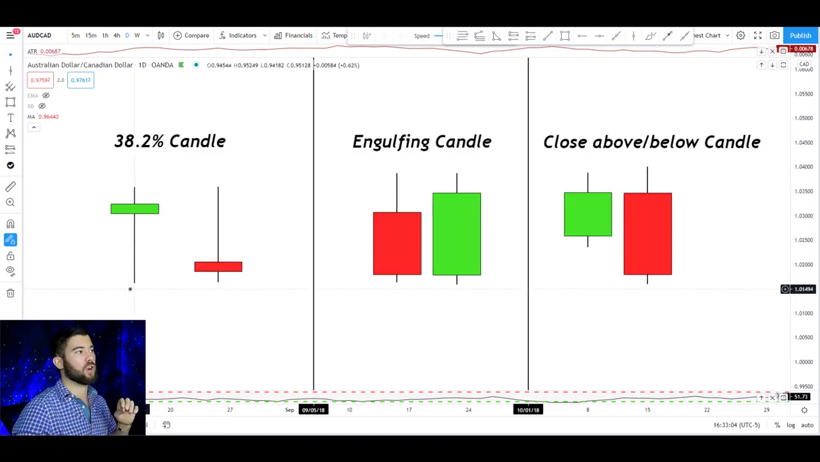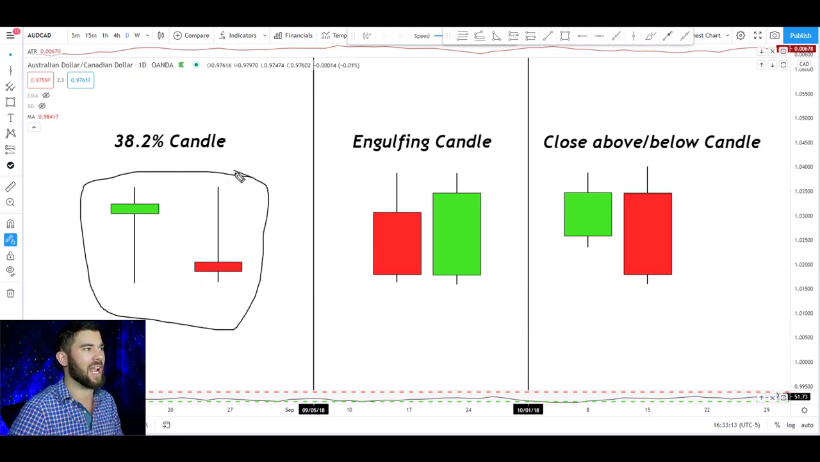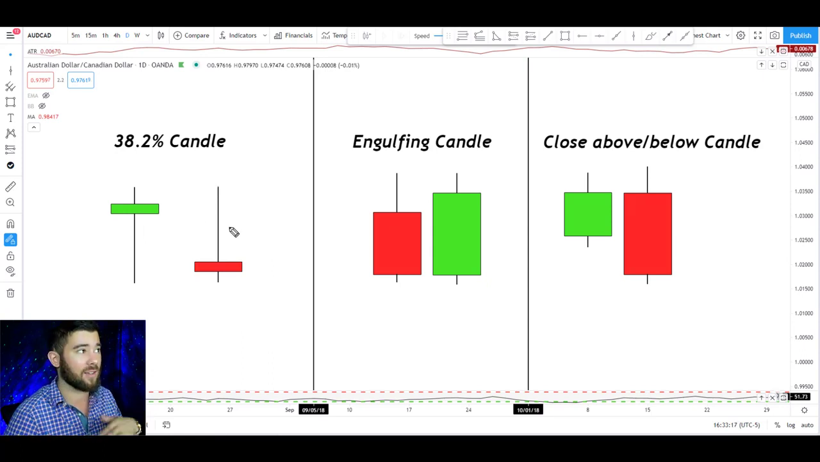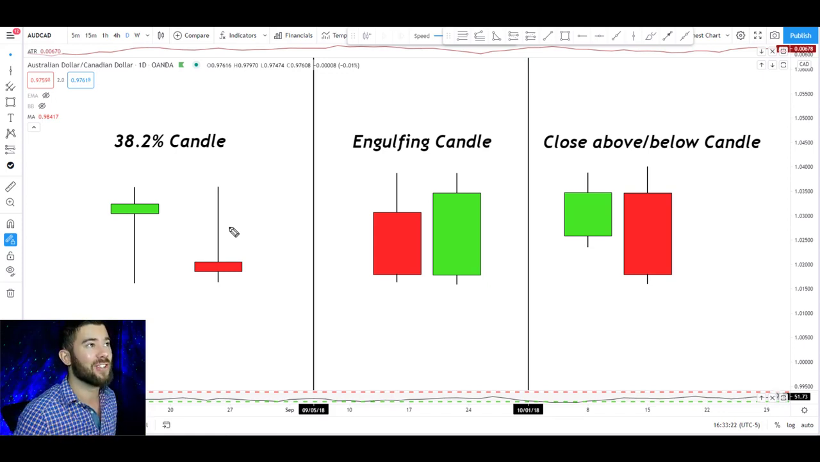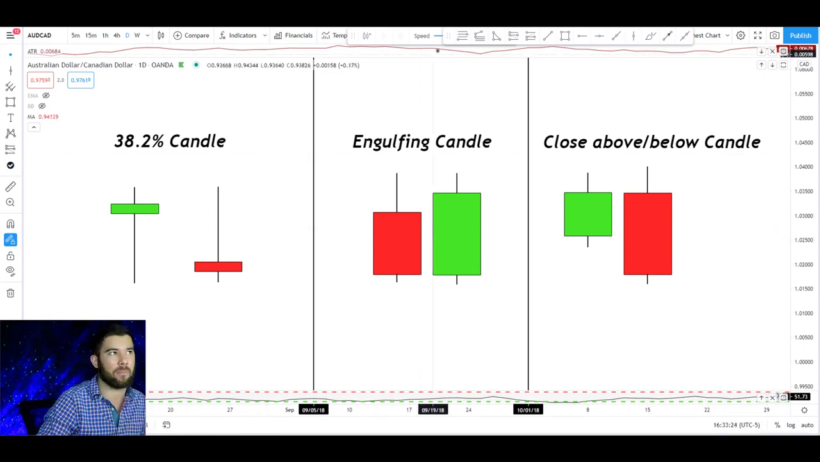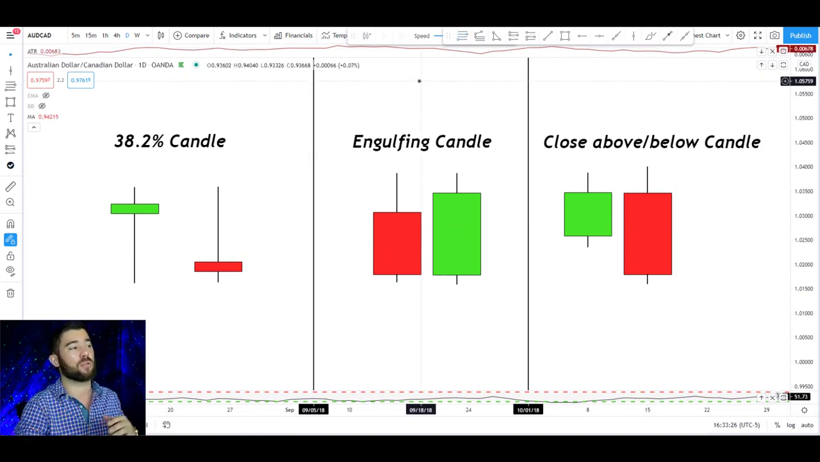The first one is called the 382 candle or 38.2% candle. And you're going to understand why in a second. You may be looking at these going, man, Steven, that looks like a hammer or a tweezer top, and that looks a lot like a shooting star. Why are you calling it a 38.2% candle? Because the name of the candlestick pattern does not matter. Let me explain.